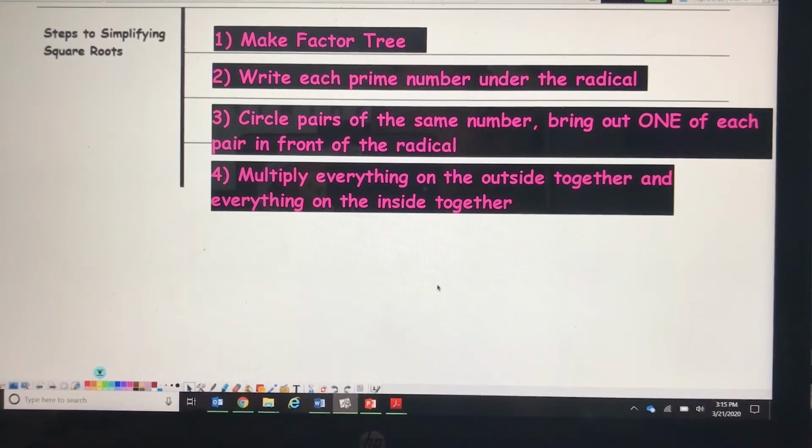Let's take a minute and review our 4 simple steps. To simplify a square root, I make a factor tree. I then write each prime number under the radical. I circle pairs of the same number, and I bring out one of each pair in front of the radical. Finally, I multiply everything on the outside together and everything on the inside together. Let's go try 2 together and see how we do.